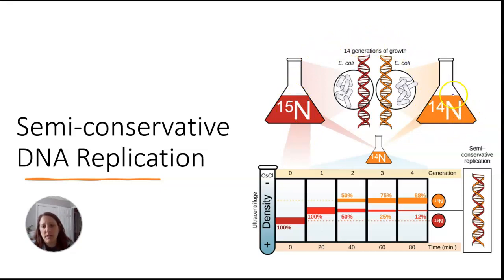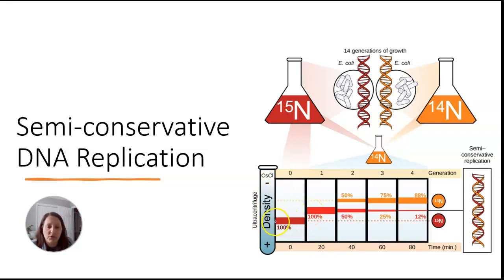So this culture over here on the right side contains just the light nitrogen, so N14. And so we allow the E. coli to replicate just one generation. And so we're on to the first generation here. So time 20 minutes. And what we see when we pull the DNA out and we put it on our density column is we see a shift.